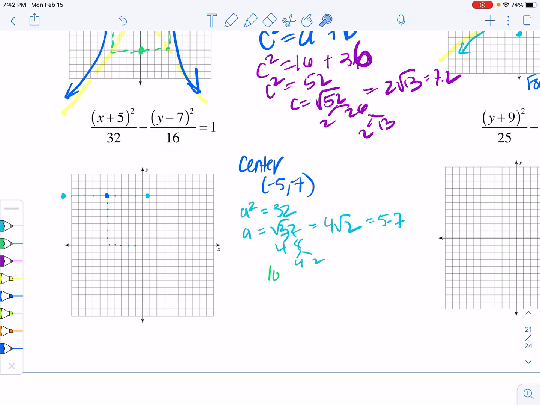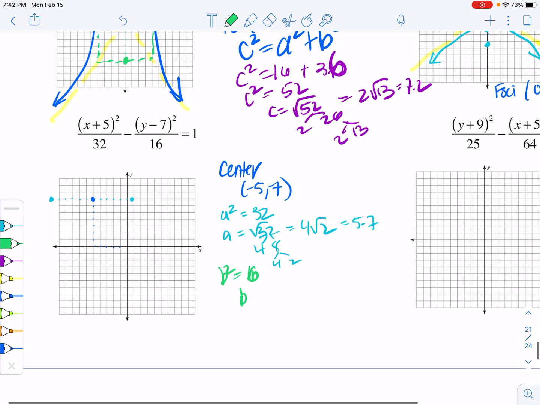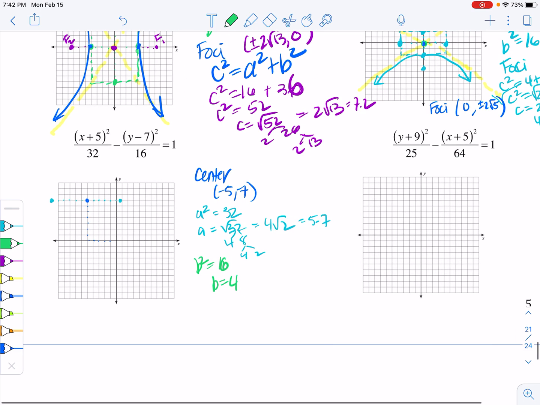So our b squared is 16. So 16 equals b squared. So that means that our b is 4. So since that is under the y, we're going to go up and down by 4. 1, 2, 3, 4. 1, 2, 3, 4. And then we make our box.